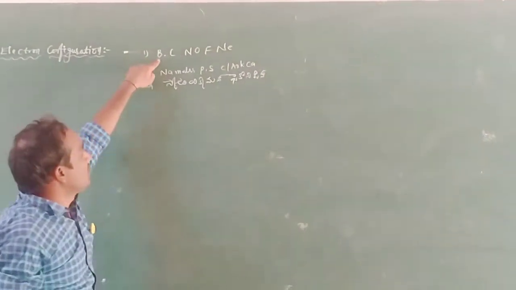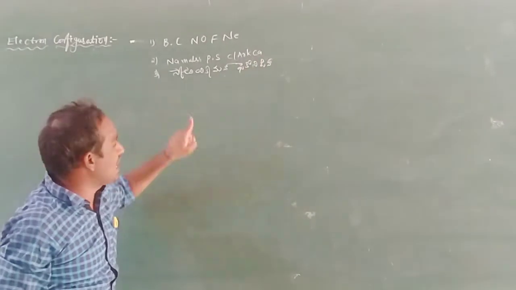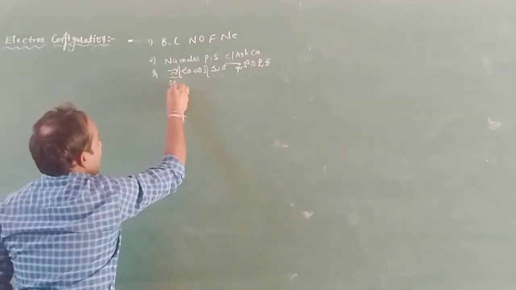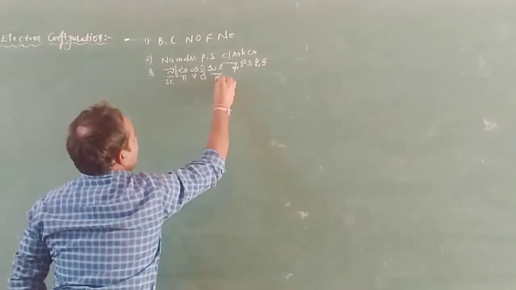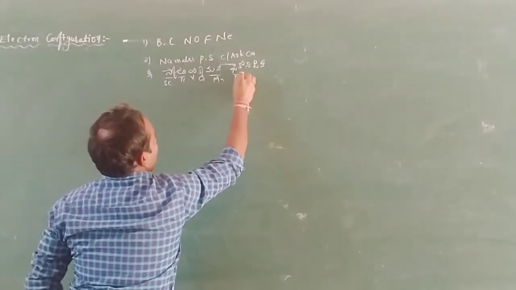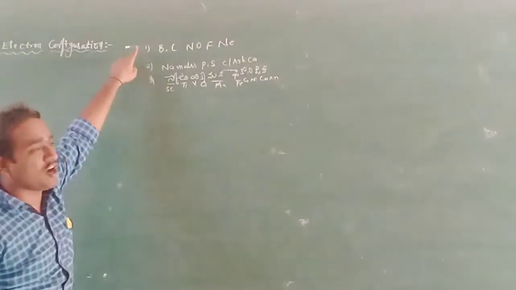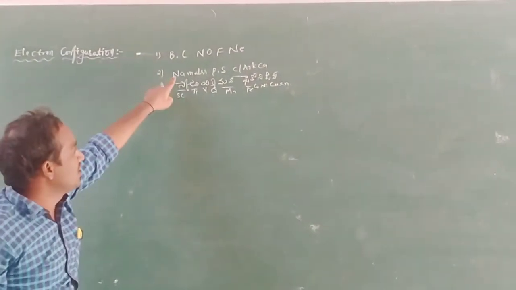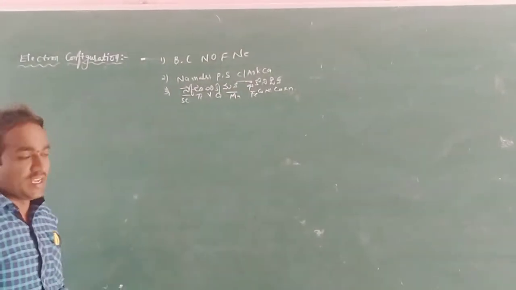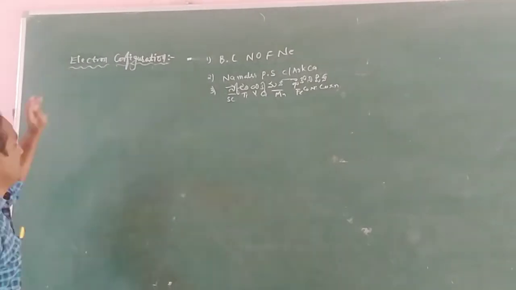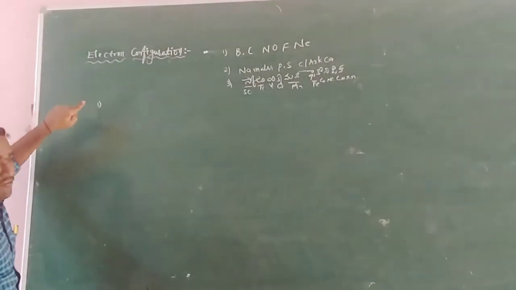So here, BC Na4, Namalsi PS Clark, Scatti-Wickraman Feconic. These are the three formulas. Now the first is the electron configuration of the first element.